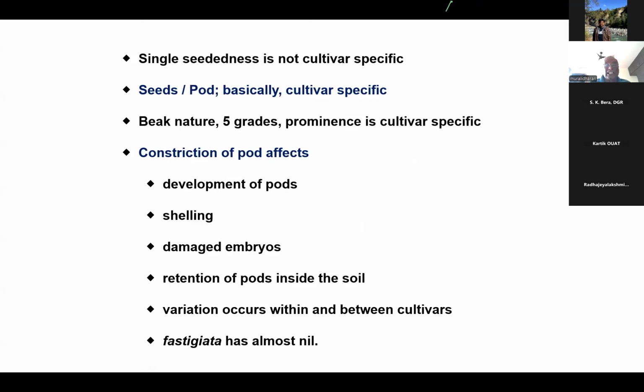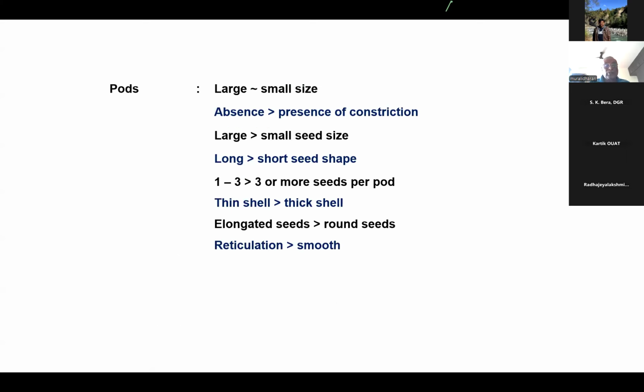Single-seededness is not cultivar specific. Seeds per pod is basically cultivar specific. Beak nature has 5 grades. Prominence is cultivar specific. Constriction of pods affects developing of the pods, shelling outturn, damaged embryos, and retention of pods inside the soil. Variation occurs within and between cultivars. Fastigiata has almost nil constriction. Pods: large pods over small pods, absence is dominant over presence of constriction, large over small seed size, long over short seed shape. 1 to 3 is dominant over 3 or more seeds per pod.